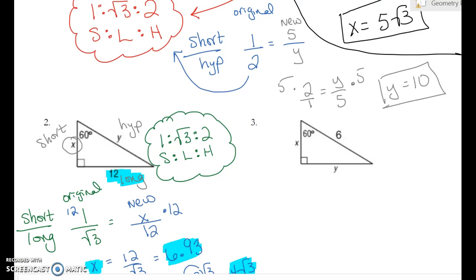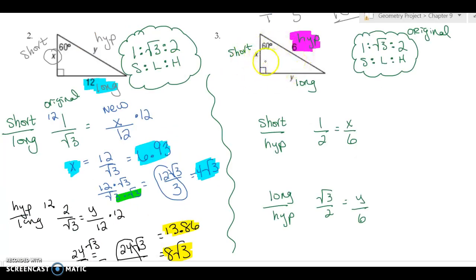to check it out. Okay, so you should have started by labeling. I have a short leg is X, long leg is Y, hypotenuse is 6. I highlighted the hypotenuse because that's the one number I'm given. So I had my 2 fractions, short over height and long over height. And then for both of them, I'd have to divide by 6. To get rid of a divide by 6, I would multiply. So this gives me 6 over 2.